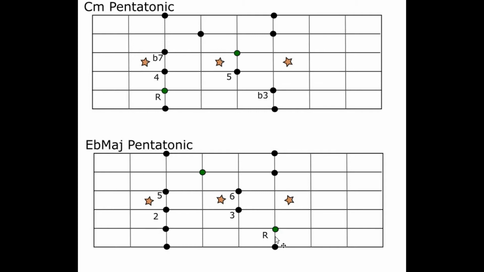Just like before. So again, you have root, 2, 3, 5, 6, and then back to root. And then for the minors, you have root, flat third, 4, 5, flat 7.